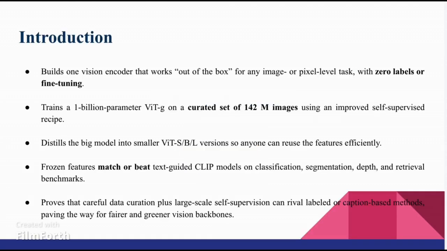To start, this work aims to create a single vision encoder that works out of the box for both image level tasks like classification and pixel level tasks like segmentation, without needing any labels or fine tuning. The authors trained a massive 1 billion parameter vision transformer called ViT-g using 142 million curated images and a refined self supervised learning method. What's powerful is that this big model is distilled into smaller versions, ViT-S, B, and L, so others can reuse these features easily.